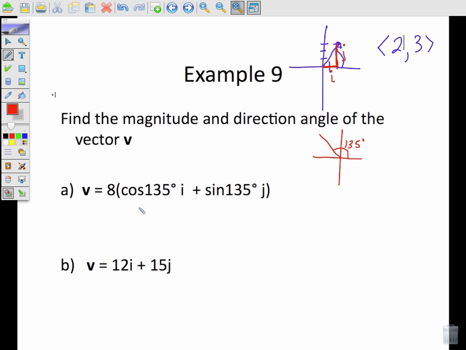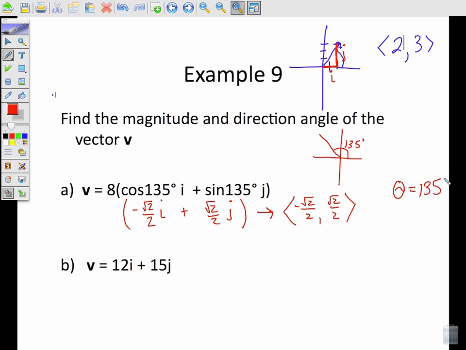So the cosine is negative root 2 over 2 i plus the sine, which is root 2 over 2 j. So this translates into the component form of negative root 2 over 2, positive root 2 over 2. I know the angle, so my angle theta is 135 degrees. That's given to me. But let's see where the magnitude comes into play. If I want the magnitude, I need to take each of these, square them, and add them together.